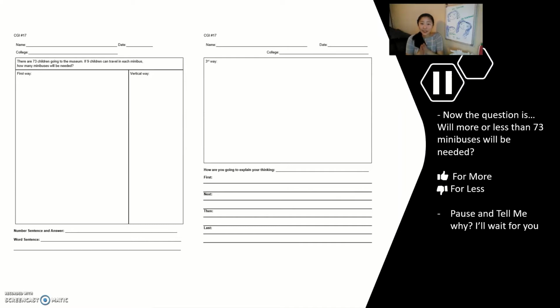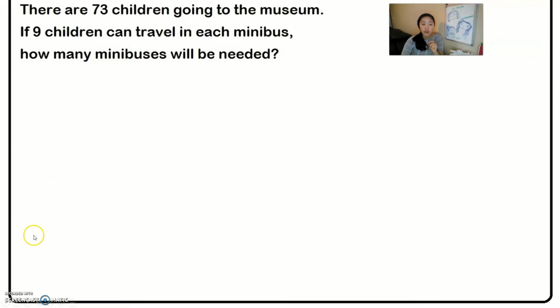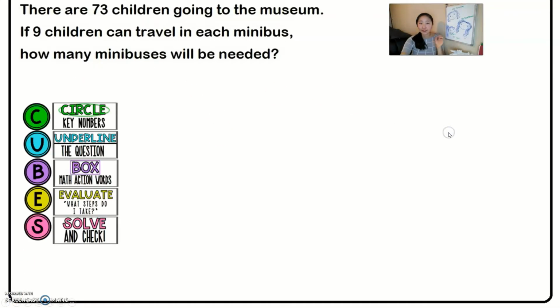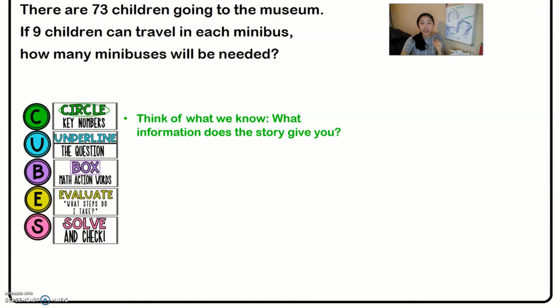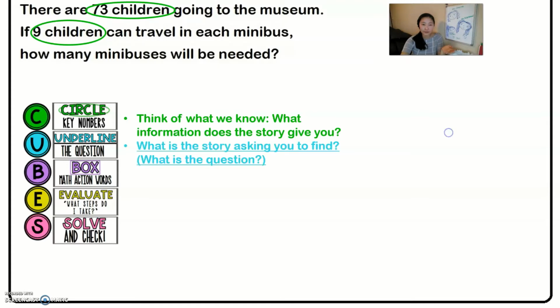All right, great job explaining, but now let's go look at this problem one more time before we solve. Okay, so let's revisit this cubes part with the C, U, and the B so that we can go over the E together and then you can do the S. So think of what we know. We know there's 73 kids and only 9 kids could go on each bus. They're asking me to find how many minibuses will we need.